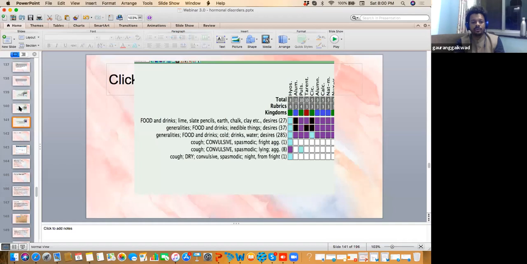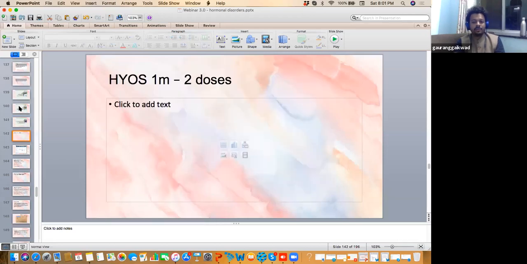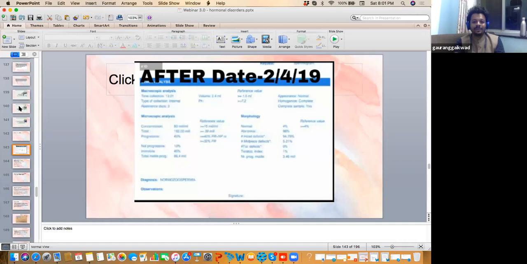Beautifully. This is, ladies and gentlemen, hyoscyamus. So hyoscyamus 1 mg, 2 doses. And beautifully, the sperm count came back to normal. And you can see the sperm count is 192 million. So beautiful. This is homeopathy, ladies and gentlemen.